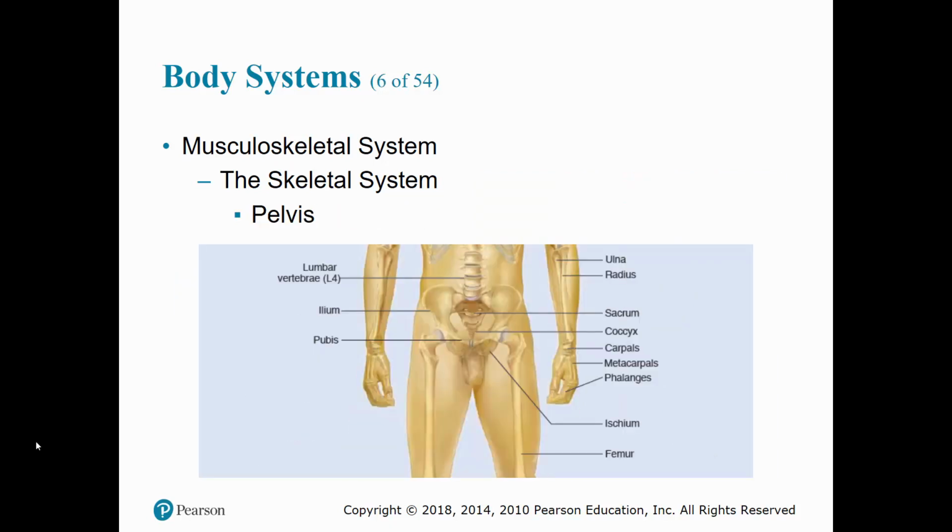Within your pelvis, you have your ilium, which is your hip bone, your pubis, and there's actually a symphysis which connects your left and right hip. Your sacrum and your coccyx are all contained within your pelvis. Your ischium, the acetabulum, I know it's not labeled, but this is where your acetabulum is, where your femur connects to your pelvis.